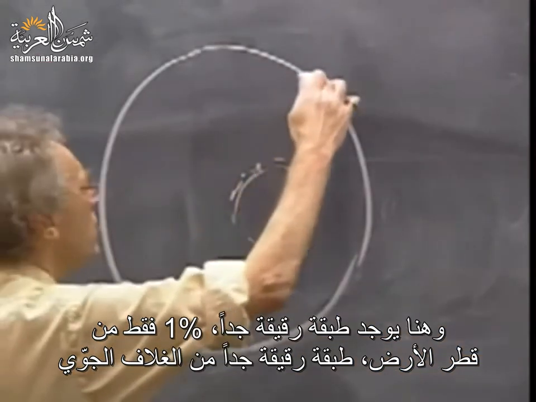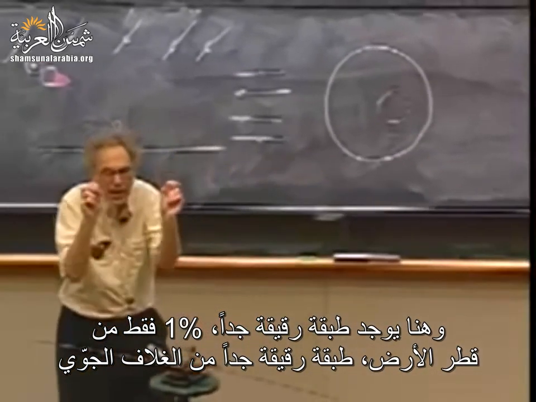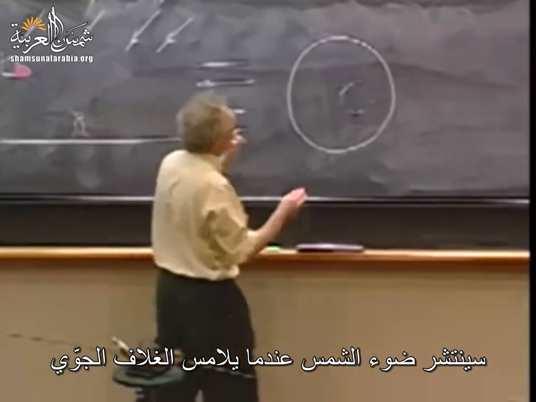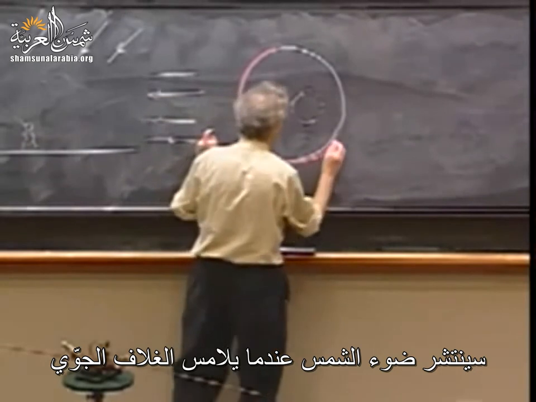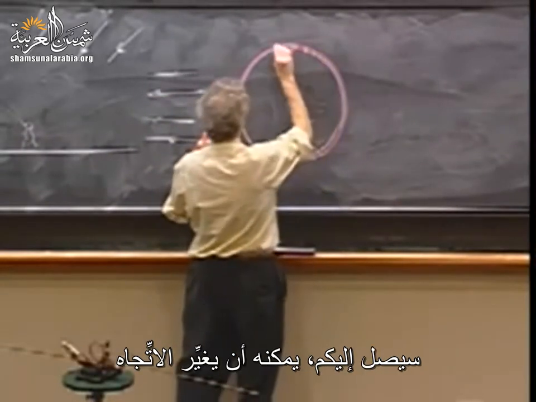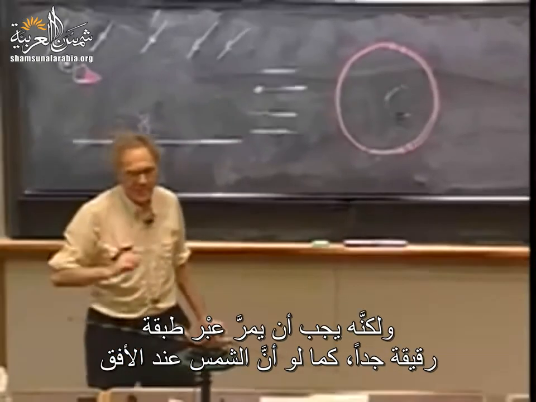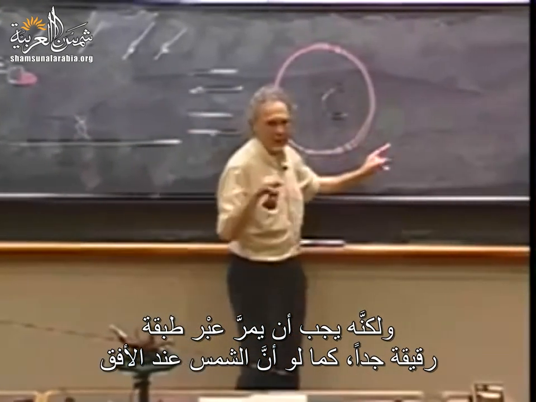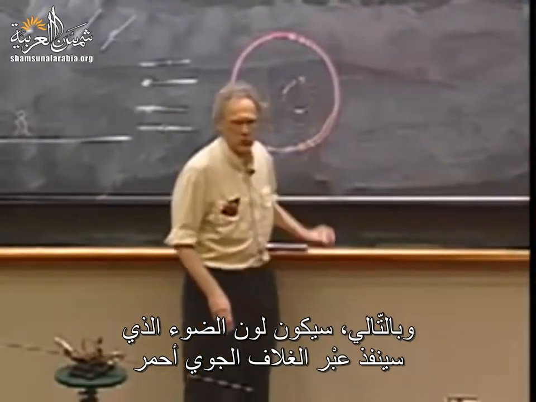And here you have this extremely thin layer, only 1% of the diameter of the Earth. It's a very thin layer of atmosphere. But the sunlight that hits that atmosphere gets scattered, and so that can make it to you, can change direction. But it has to go through an extremely thick layer. It's like having the sun at the horizon. And so the light that makes it through is red.